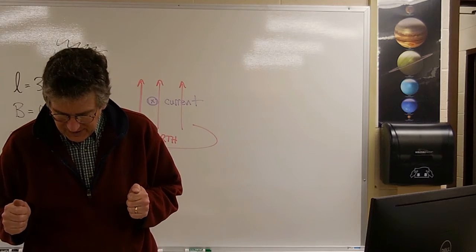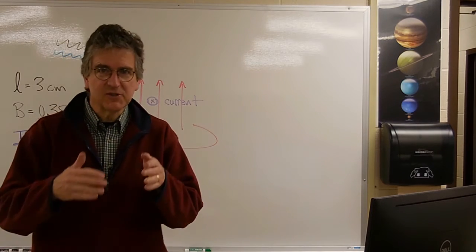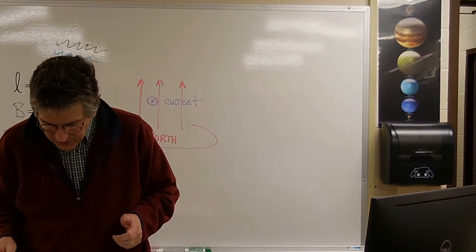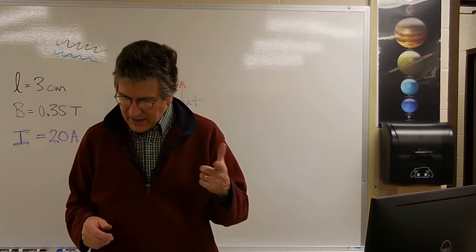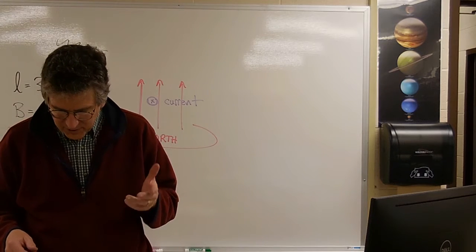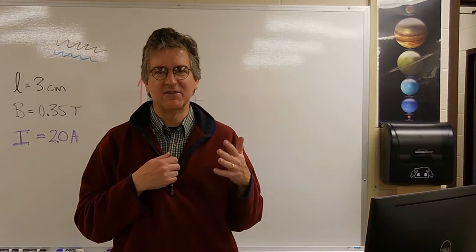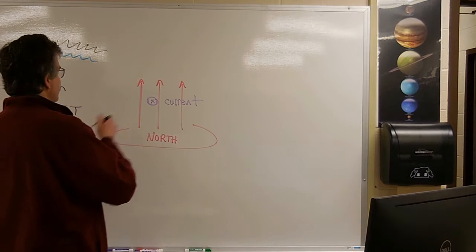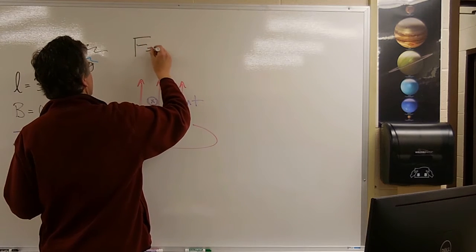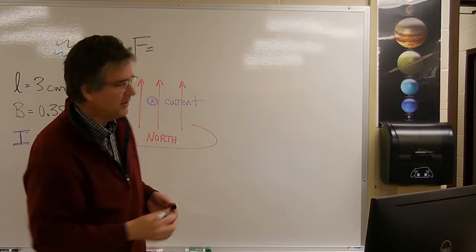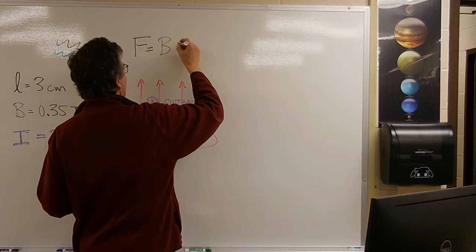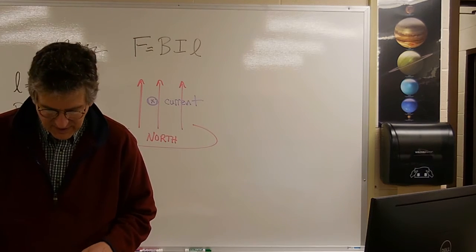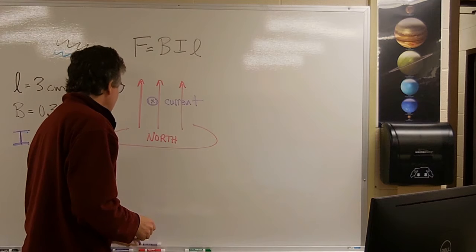Then it says find the force on the conductor, so that'd be the equivalent of the push on that green wire that I had, if the wire has a current of 2 amps, the conductor is perpendicular to the field, and the field has a flux density of 0.35 teslas. So the formula for this is force equals magnetic field times current times length. That part's pretty straight up.